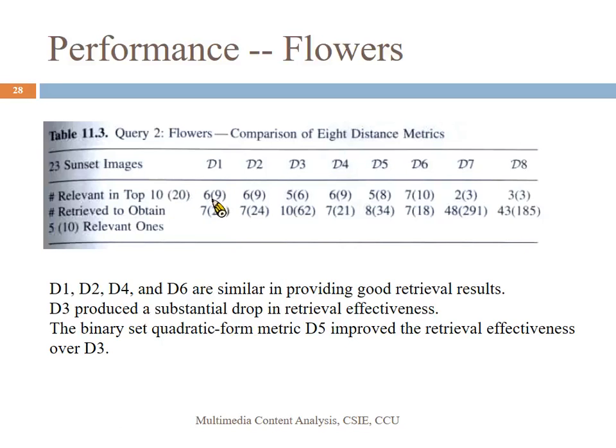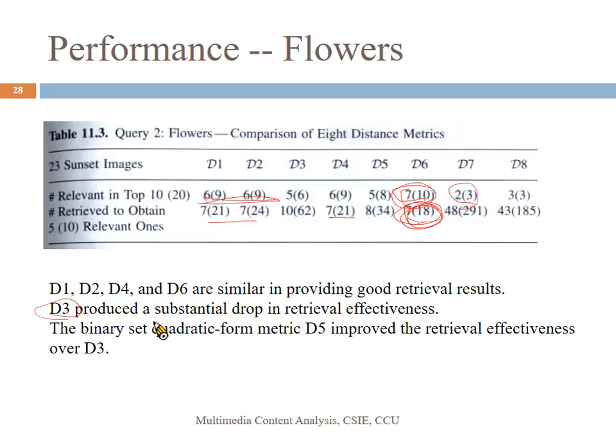For the first row, the larger the better. We can see that the best one would be D6, the worst one would be D7, and D1, D2 are also good. For the second row, we can see the superiority of D6. D6 is the best, and then maybe D1 and D2, and maybe D4. So D1, D2, D4, D6 are similar in providing good retrieval results.